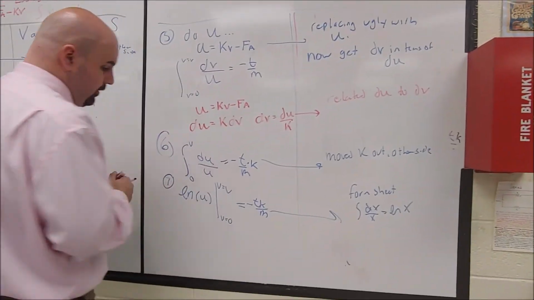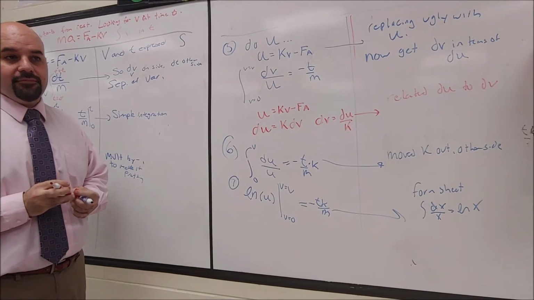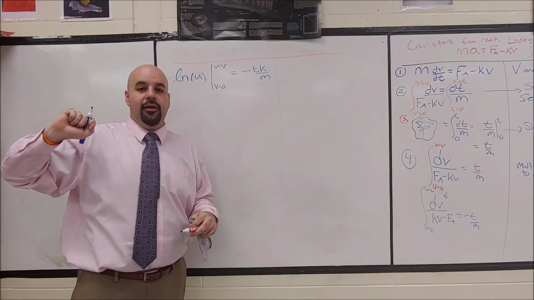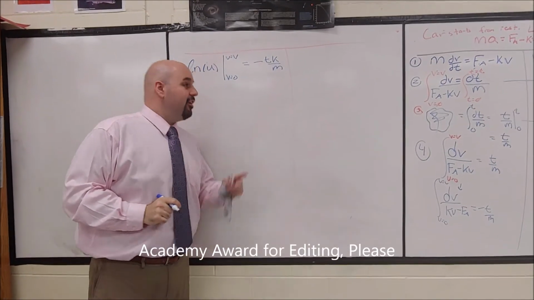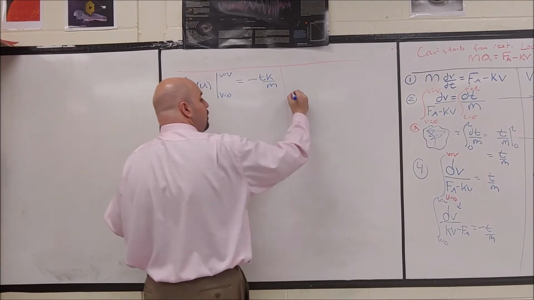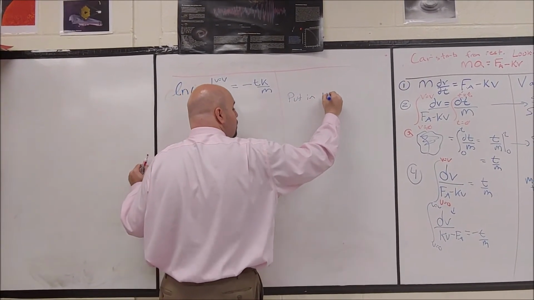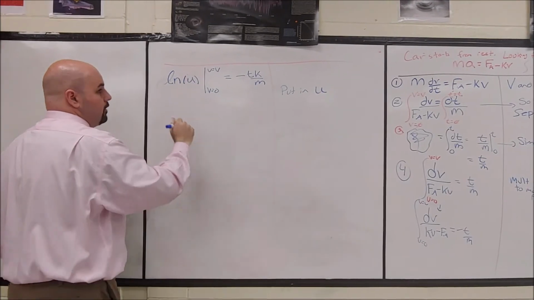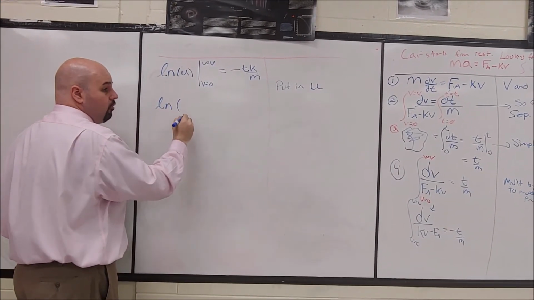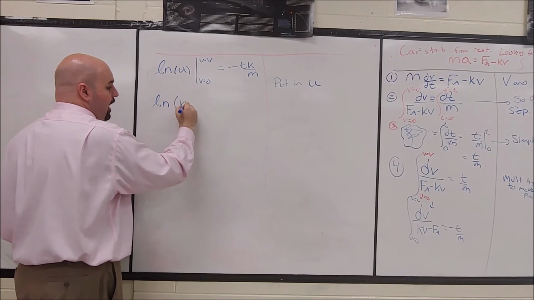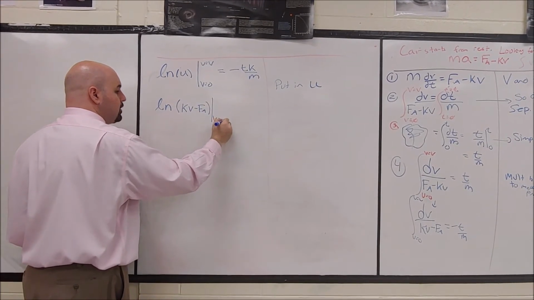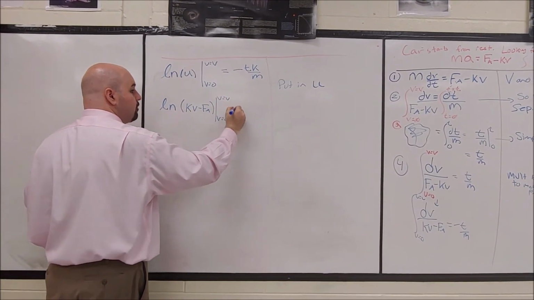I'm running out of room, but that's going to be okay. In fact, with your permission, I'm going to come right back at you with a clean board. And we're back. So here's where we're at right now. We're now going to put in for u. So we're going to put in what we had before, natural log, and u was kv minus FA, when v equals 0 and v is v.